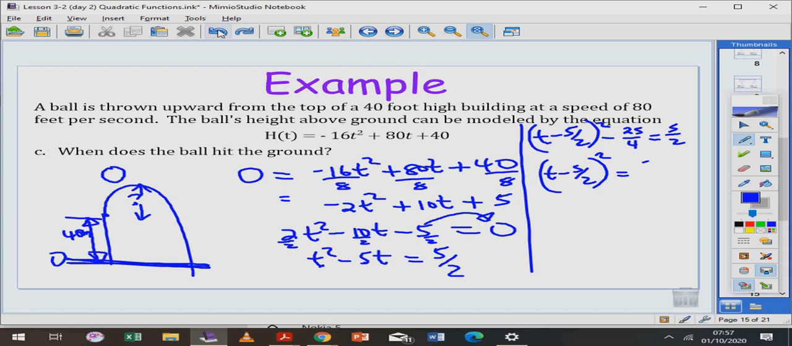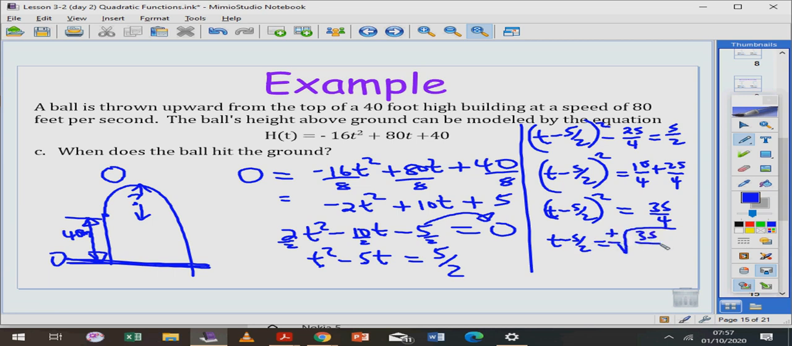T minus 5 over 2 is equal to the square root of 35 over 4. So I end up with t is equal to 5 over 2 plus or minus square root of 35 divided by 4. So the challenge is for you to use the quadratic formula, or you can just sketch this graph on Desmos or something and find the points of intersection, because at this stage you would be wasting a lot of time to solve it because you're only interested in the solutions at that point. So you want to try to solve it in as few steps as possible. So this is something else you can do.